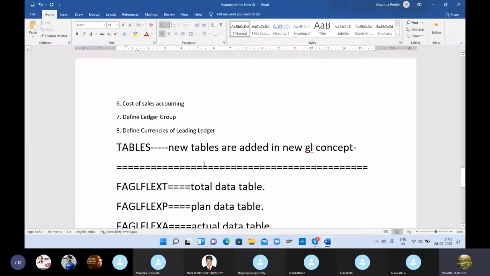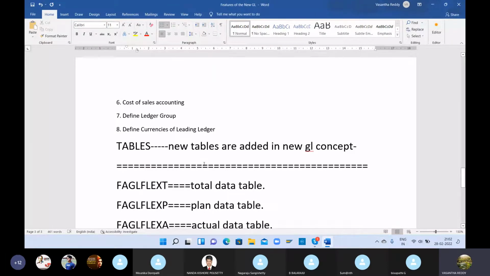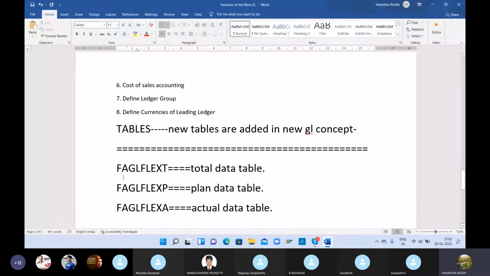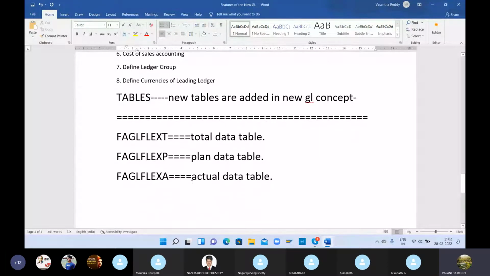In the new GL concept, there are three types of tables. FAGLFLEXT is the totals data table; we can include the total data in this table. After that, FAGLFLEXP is the plan data table. In the new GL concept, plan procedures should be included in FAGLFLEXP. After that, the actual data table: the real-time actual process is done in the table FAGLFLEXA.